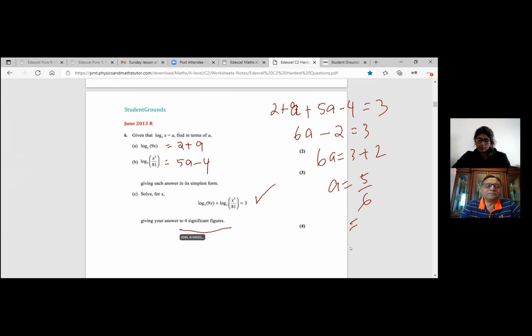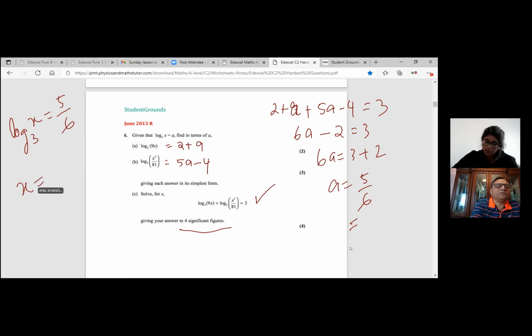Wait, so we found a, but in this case, a was x, right? Or no? Oh, okay, wait. We found a, you're right. Now we have to find x, correct? Sub it back in or something. Yeah, you're right. So we'll rewrite. Good job. So log to the base 3 of x equals 5 over 6. So now we can say x equals 3 to the power of 5 over 6. Now use the calculator to find the answer.